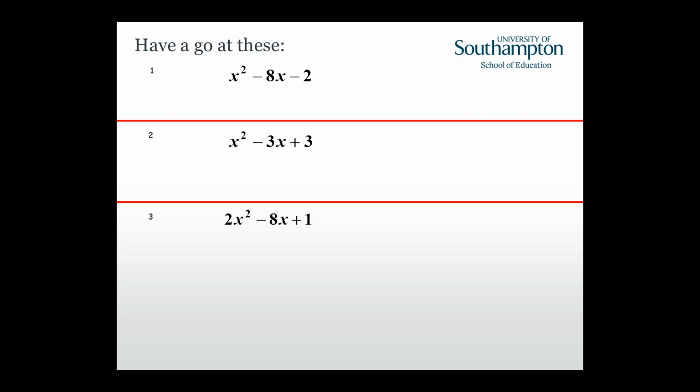Anyway, who has done number 2? Sam? What did you get? What is it in completed square form? In brackets, I've got x minus 3 over 2 squared minus 6. Oh, minus 6. I've got minus 9 plus 3.